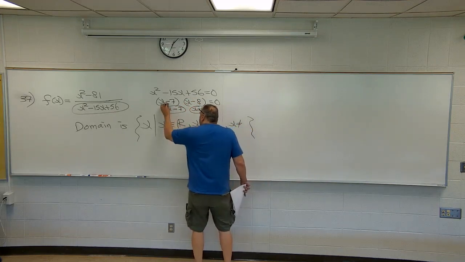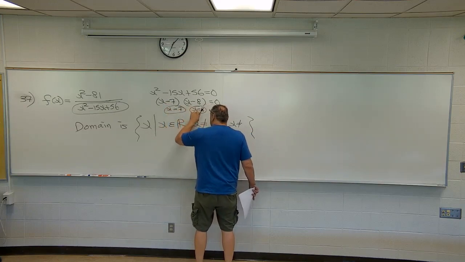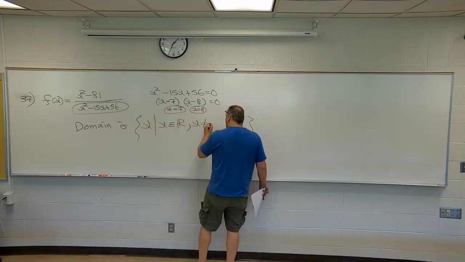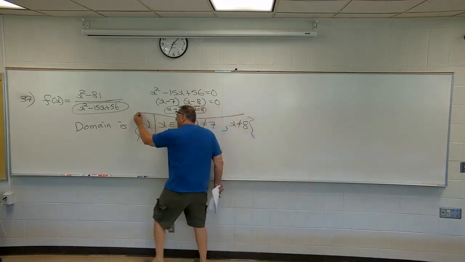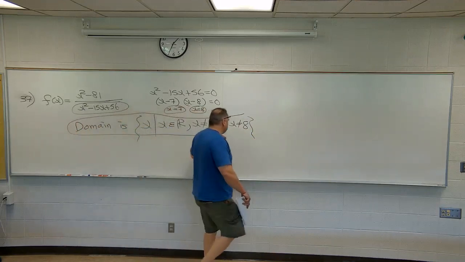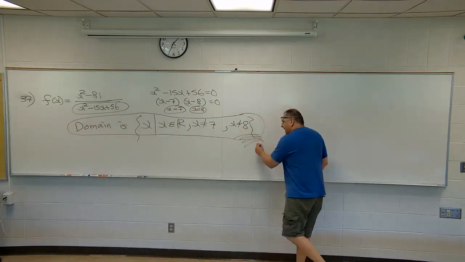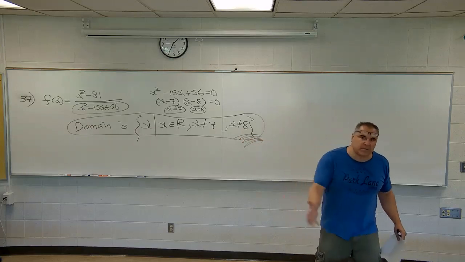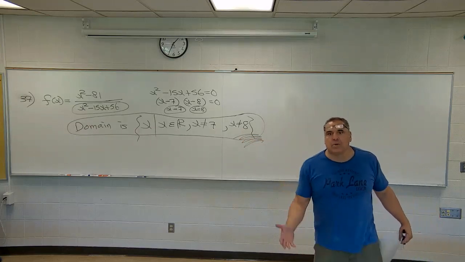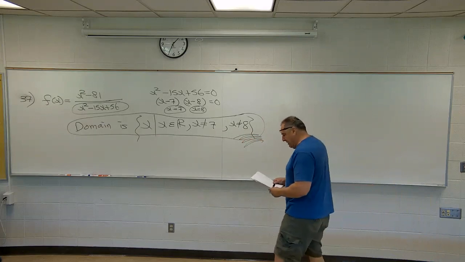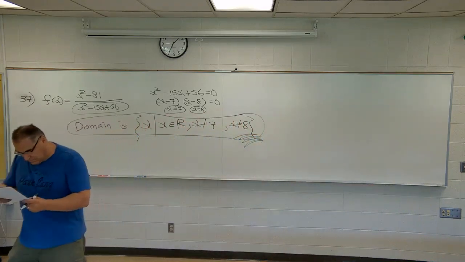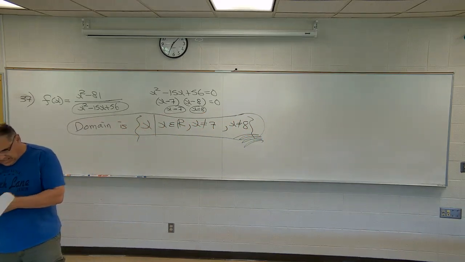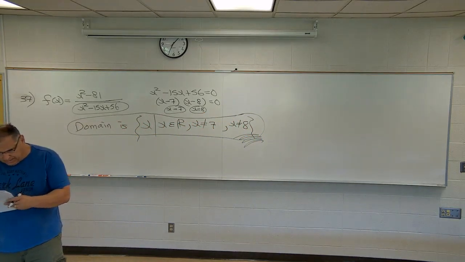Solves it. If this is equal to 0, x has to be equal to 7. If this is equal to 0, x has to be equal to 8. You are not allowed to have x equal to 7, nor are you allowed to have x equal 8. Why is that? It is because if you do got 7 or 8, it's going to be 0 on the bottom. You can't have division by 0. You cannot have division by 0. That's some of what they're talking about there.